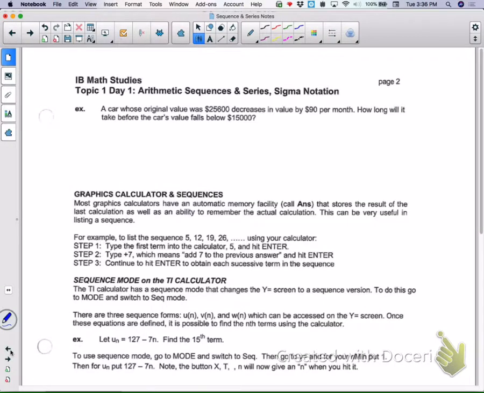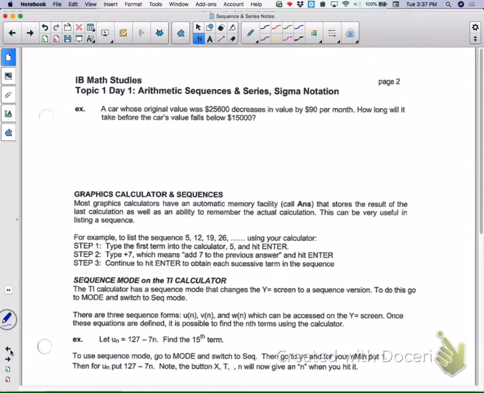Okay, so last question here, and then we get into a little bit of the calculator and then some questions. A car whose original value was $25,600 decreases in value by $90 each month. How long will it take before the car's value falls below $15,000? First, if you have a story problem and you feel like it's a sequence, you need to verify what type of sequence it is. In this case, you're decreasing by $90 each month. Every month, it's the exact same amount. You'd be subtracting to find that new amount. So this is, in fact, arithmetic.